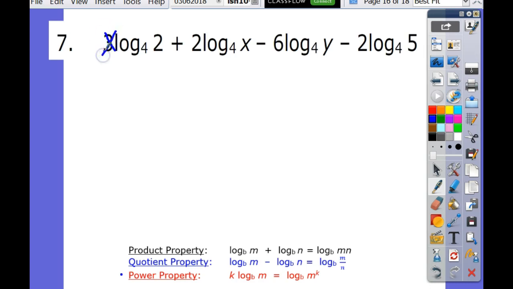So this 3 is going to go back up here as an exponent. That's what the power property tells you. This 2 is going to go up here as an exponent. This 6 is going to go up here as an exponent. This 2 is going to go over here as an exponent. Now we have some addition and some subtraction, so we'll be using both of those rules.